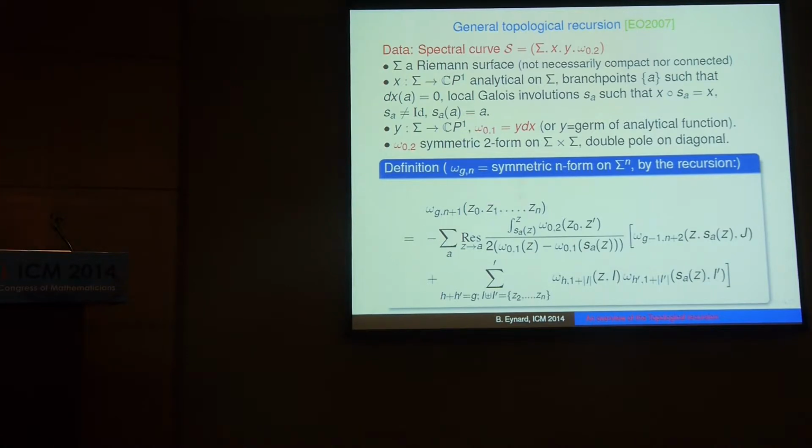Okay, so this is the definition. Just one more remark. In this way, I define omega g,n for n at least 1. You're never going to define omega g,0 with that definition. So I need a separate definition to define omega g,0.